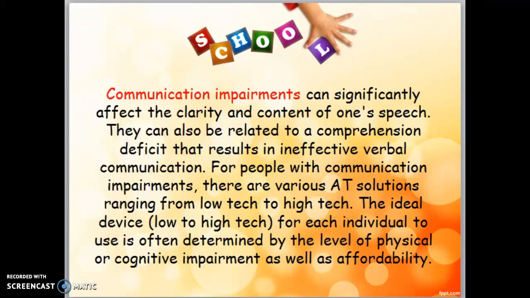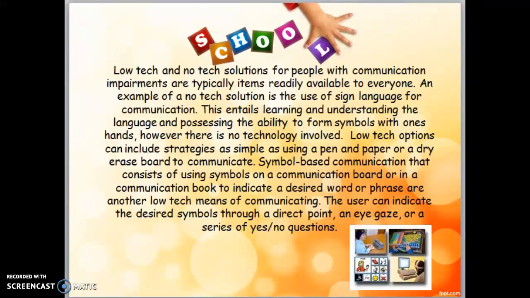For people with communication impairments, there are various AT solutions ranging from low-tech to high-tech. The ideal device for each individual to use is often determined by the level of physical or cognitive impairment as well as affordability. Low-tech and no-tech solutions for people with communication impairments are typically items readily available to everyone. An example of a no-tech solution is the use of sign language for communication. This entails learning and understanding the language and possessing the ability to form symbols with one's hands. However, there is no technology involved.